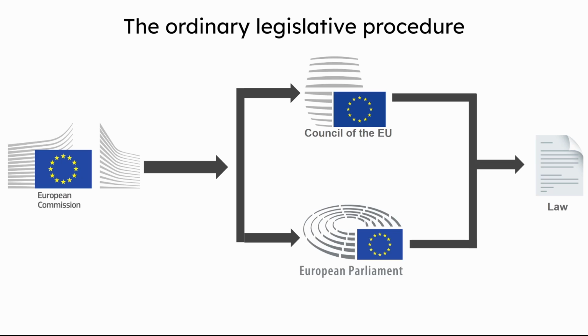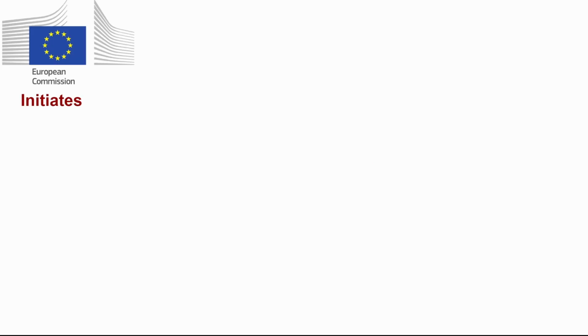So here to the left, where it all starts, we have the Commission, who initiates the law. And this initiated law proposal then goes to the Council and to the Parliament. And through something called co-decision, they can pass the law. And that means that they both have to approve the law for it to get passed.